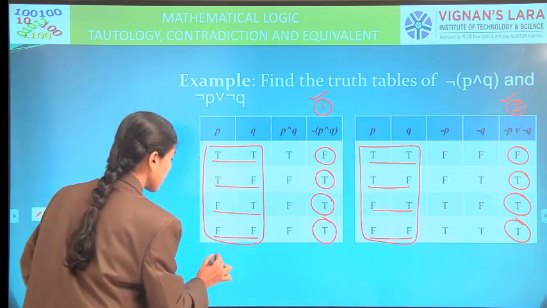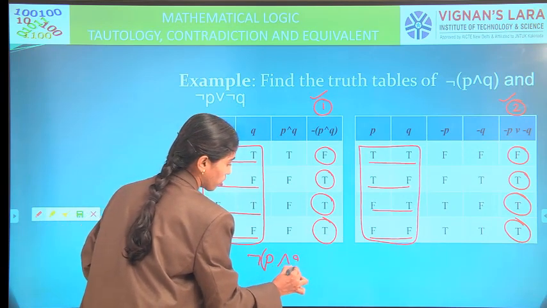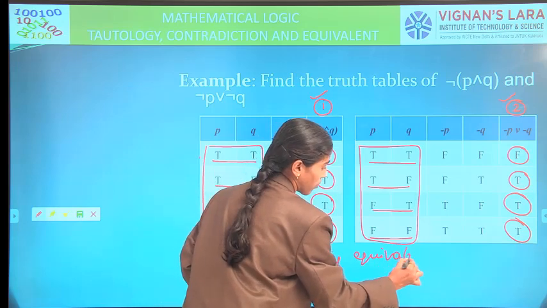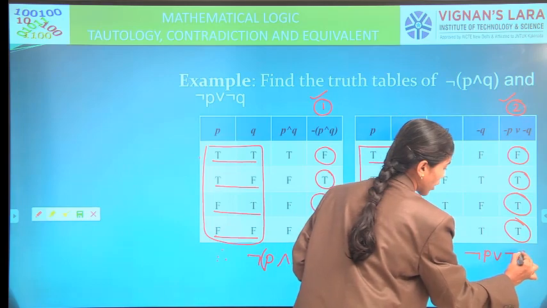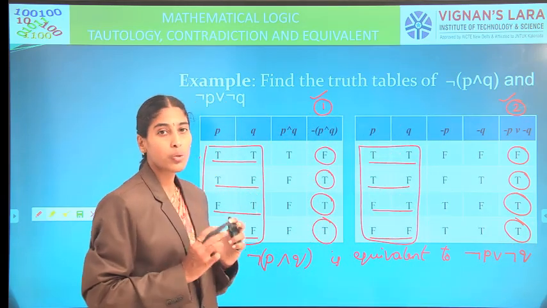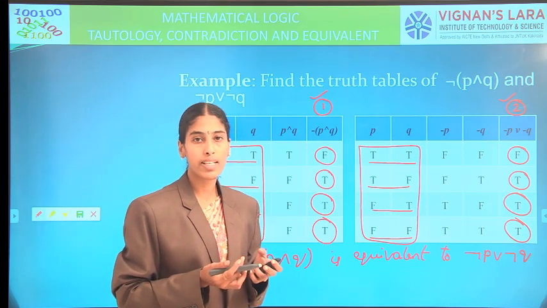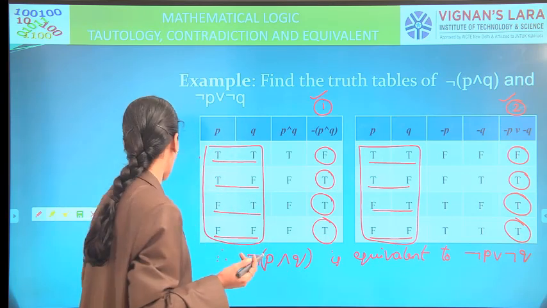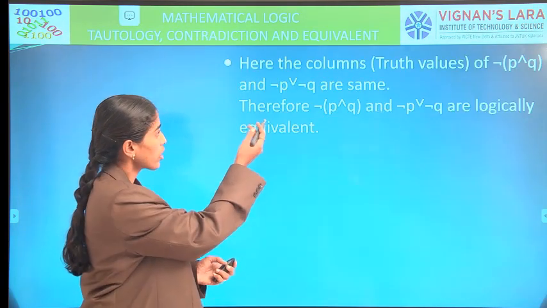Therefore, we can say that negation of P and Q is equivalent to negation P or negation Q. Right? So, whenever two propositions have identical truth tables, we can say that both are equivalent, in other words, logically equivalent. The same conclusion, I wrote in the next slide.